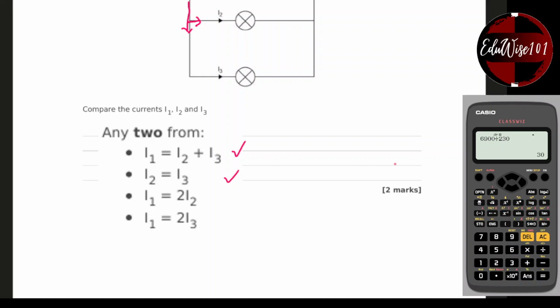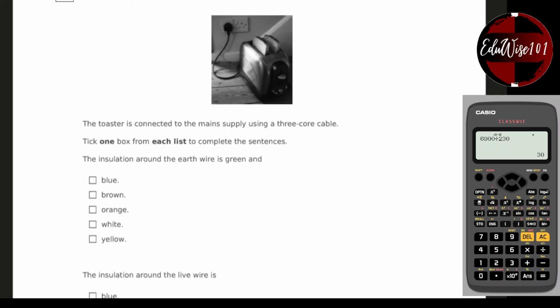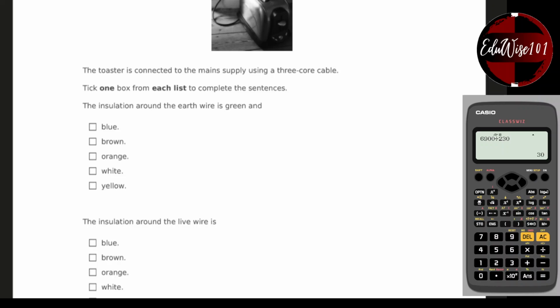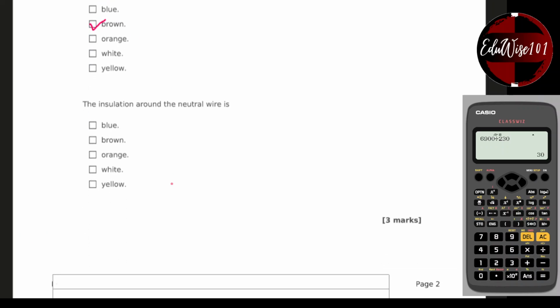That brings us to the end of the questions in the higher tier paper, and I'm going to go through the questions from the foundation paper now. Question number 1 from the foundation paper questions. The photograph shows a toaster. The toaster is connected to the mains supply using a 3-core cable. Tick one box from each list to complete the sentences. The insulation around the earth wire is green and yellow. The insulation around the live wire is brown in color. The insulation around the neutral wire should be blue.